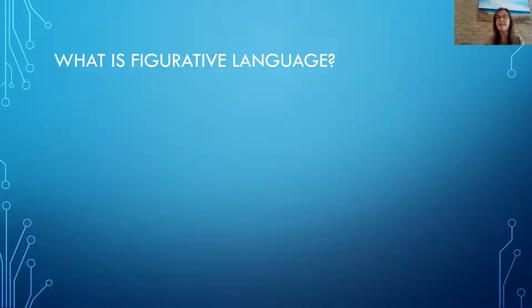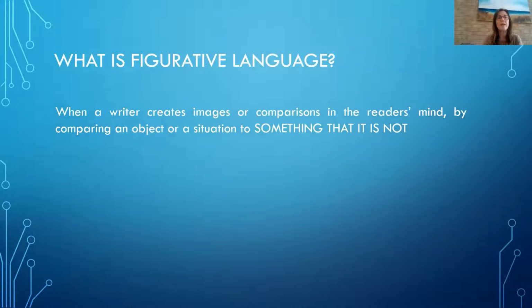So, what is figurative language? We know the word language just means words, so it's about what type of words? Figurative language is when a writer creates images, that's pictures in the reader's mind, or comparisons in the reader's mind, by comparing an object or a situation to something else that it is not. So it's a type of comparison that is created by the words that the writer uses or chooses.